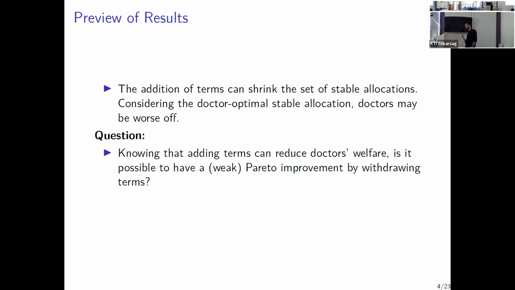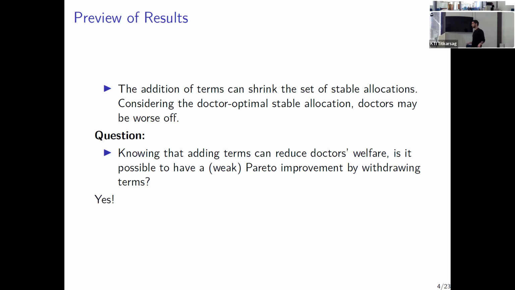So a spoiler: in my paper, I found that this is not the case with contract terms, meaning that by adding some contract terms, we can shrink the set of stable allocations, and this has an impact even on the doctor-optimal stable allocation. And by offering more terms, we can observe a welfare reduction for doctors. So knowing this result, a new question is: when we add some terms, we have a welfare reduction for doctors, but is it possible to find a method such that by withdrawing some terms, we improve their welfare?